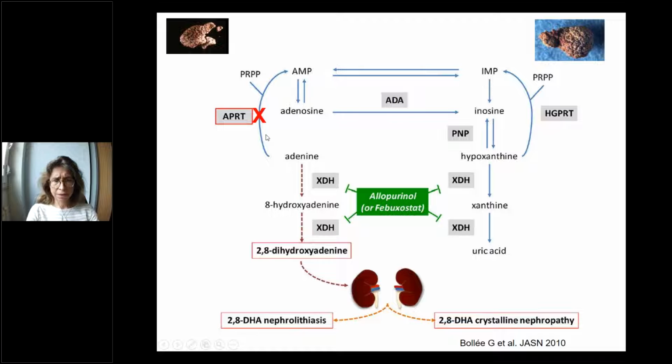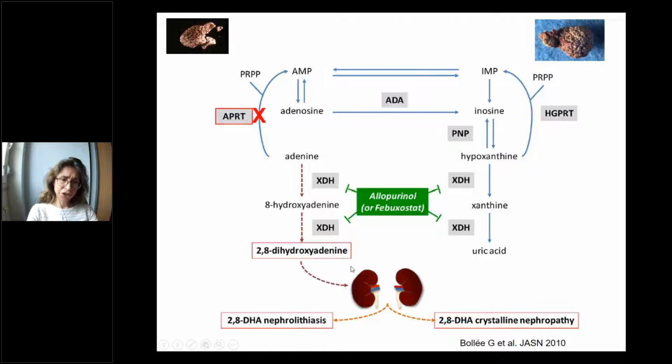This patient has APRT deficiency. APRT is an enzyme which is expressed in almost all tissues, and it provides the only pathway for the metabolic salvage of adenine, resulting in the transformation of adenine into AMP. If you have a lack of functional APRT, adenine will be converted into 8-hydroxyadenine and then 2,8-dihydroxyadenine by the xanthine dehydrogenase here.